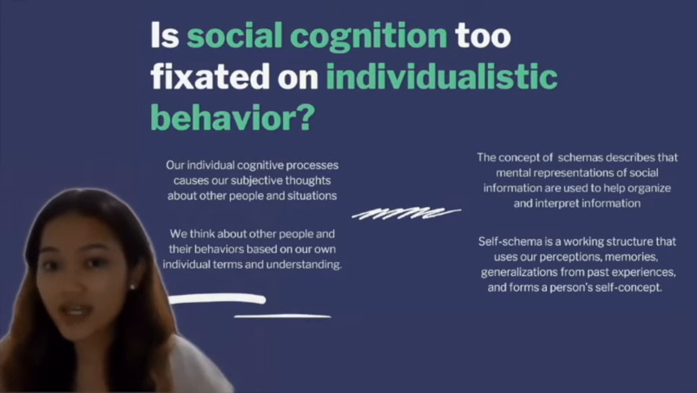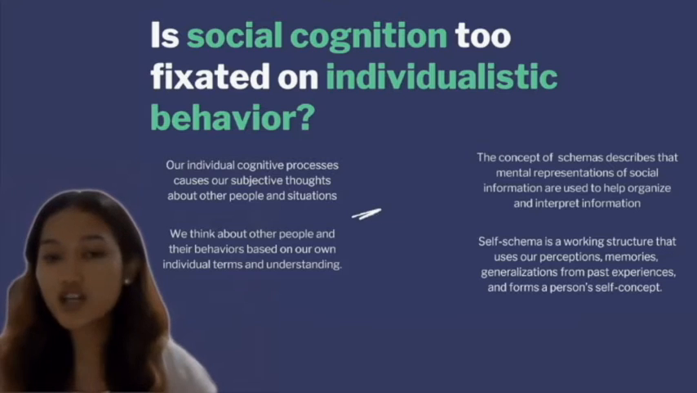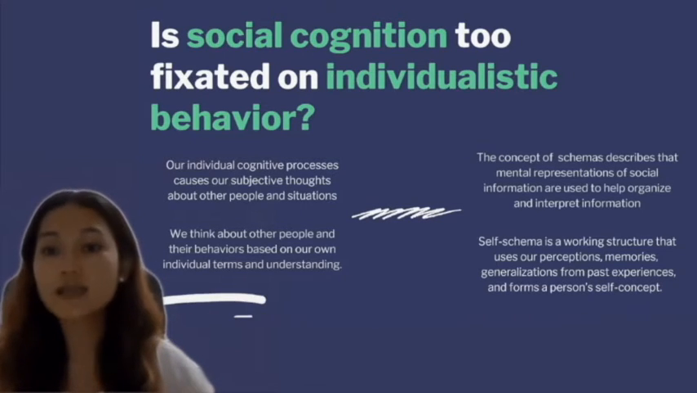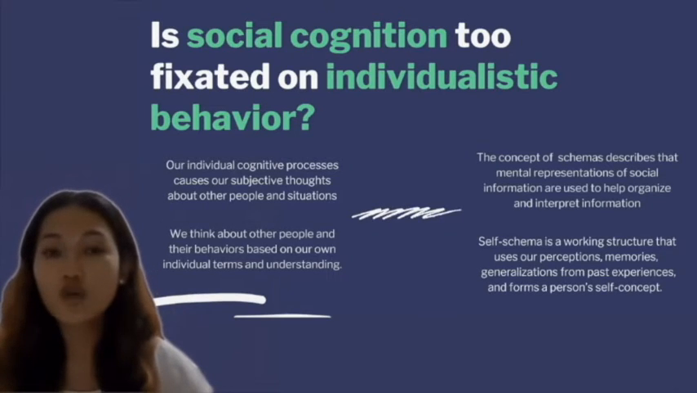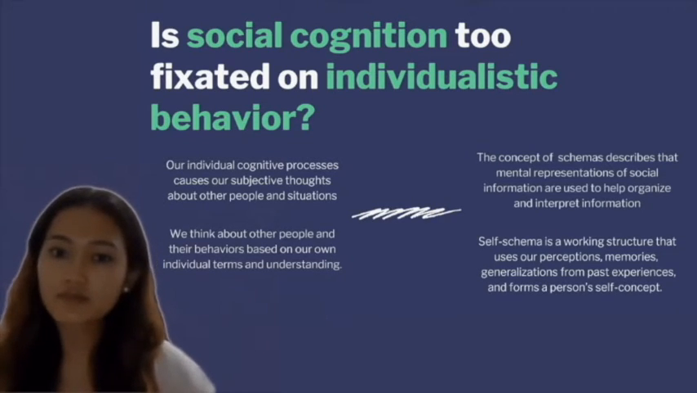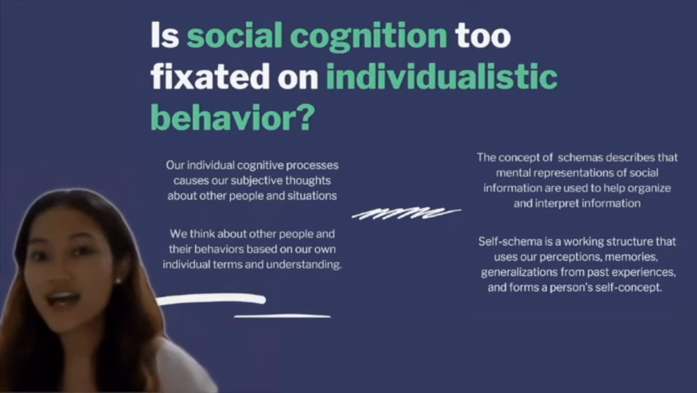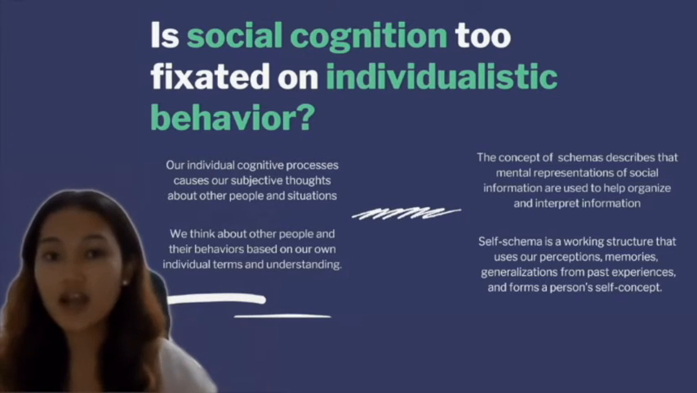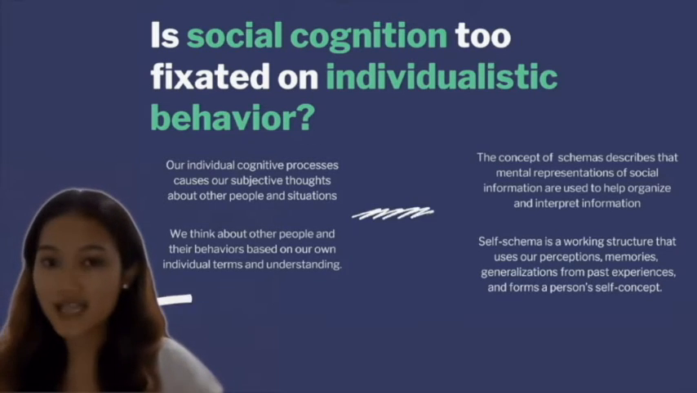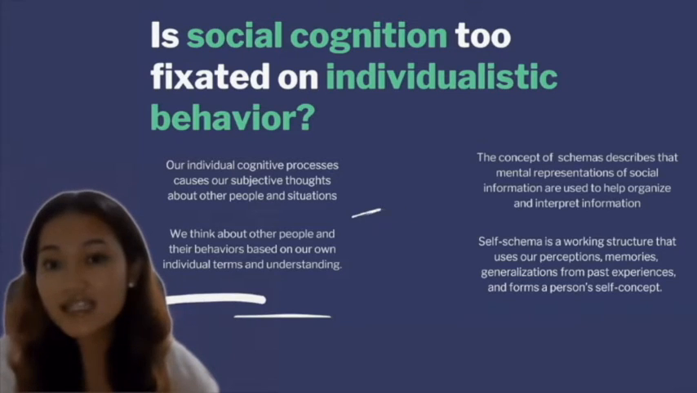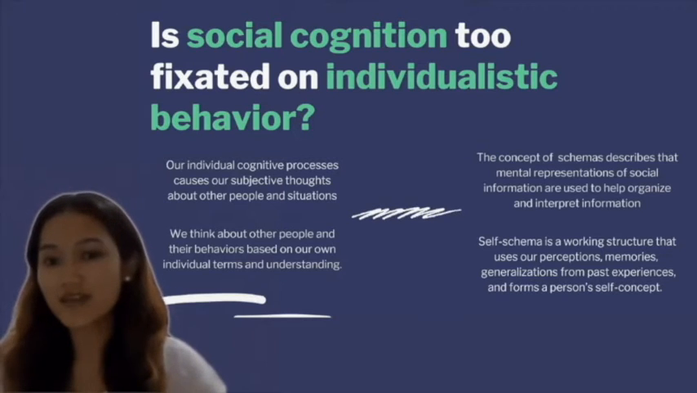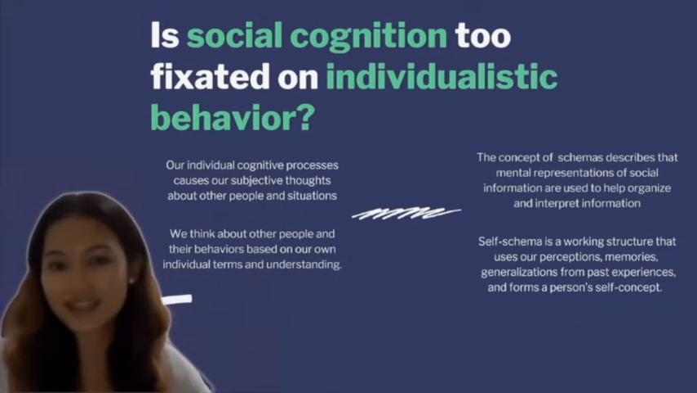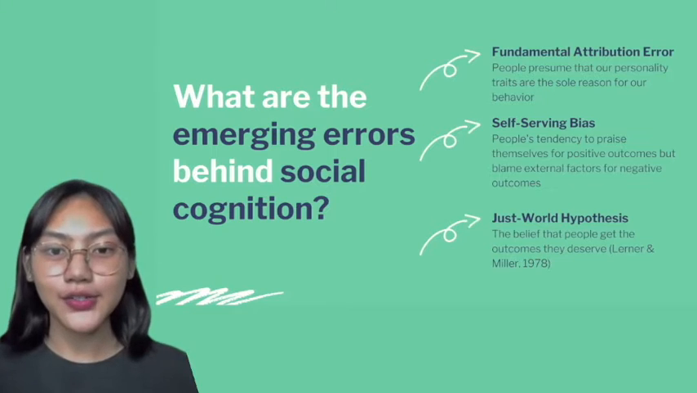Based on the PowerPoint, self-schema is a working structure that uses perceptions, memories, and generalizations from past experiences to form one's self-concept. This shows that self-schema and self-concept are interconnected by mediating one's behavior and contributing to defining oneself. It also reveals that social cognition fixates on individualistic behavior based on the concept of schema. So, what are the emerging errors in social cognition?